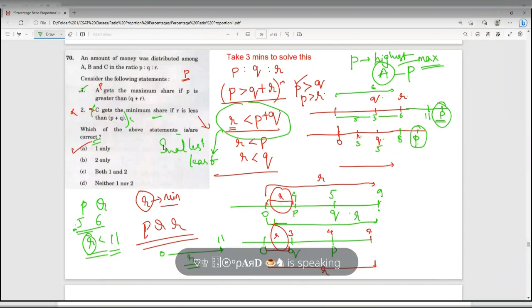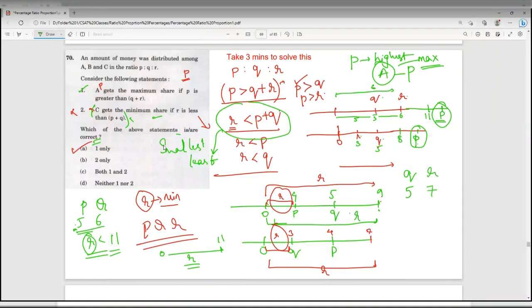But in the first statement, let's say Q is 5 and R is 7, then Q plus R is 12. Now what they're saying is, if P is greater than Q plus R, so P is greater than 12, that means P has to be greater than 5 and P has to be greater than 7. So P is the highest number among these three numbers. So that's why this is correct.